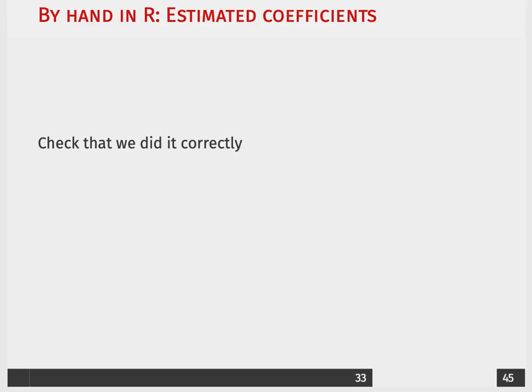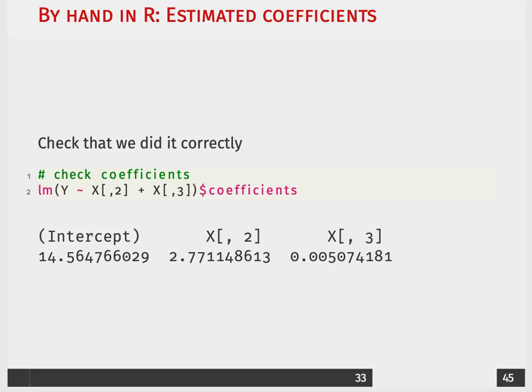Now let's check to make sure that we actually did that correctly. We can use the shorthand in R with just LM. Y is our outcome, and then we have our first and second covariate, which are in the second and third columns of our X matrix. And here I'm just taking the coefficients from that estimated linear regression. And again, we can see that our intercept is 14.5 approximately. Our beta for our first covariate is 2.77, and the beta for our second covariate is 0.005.